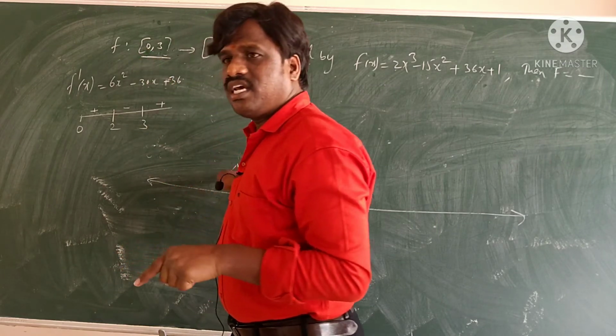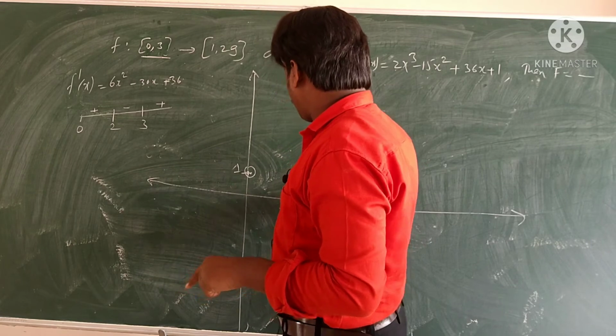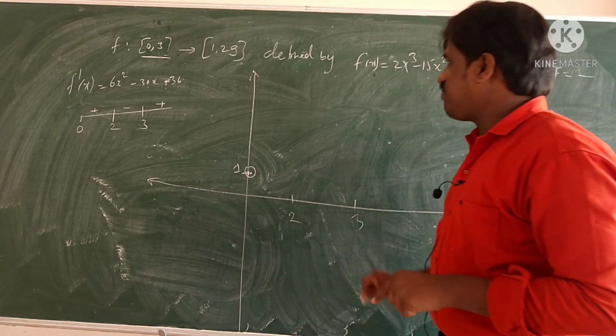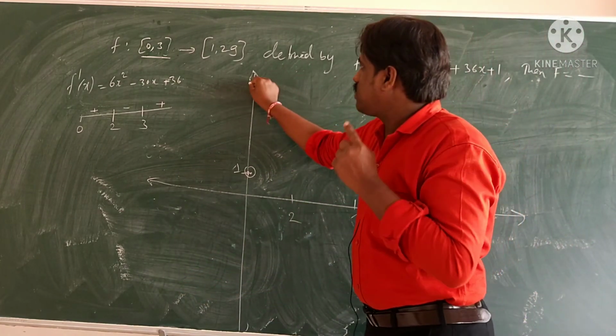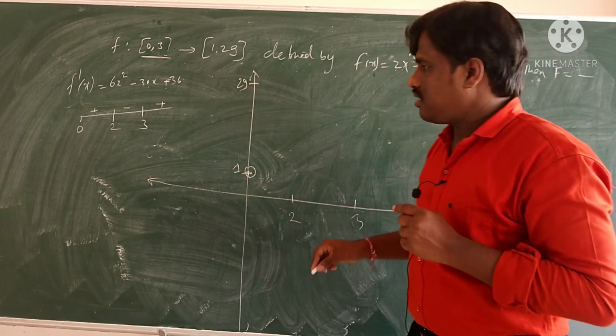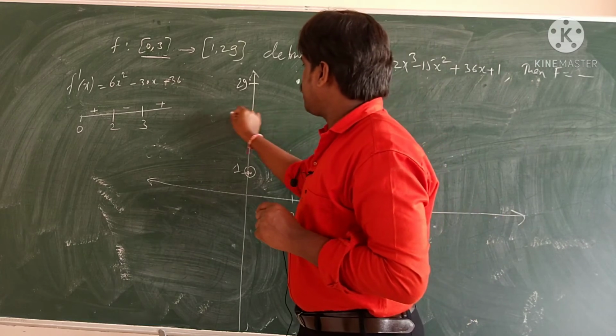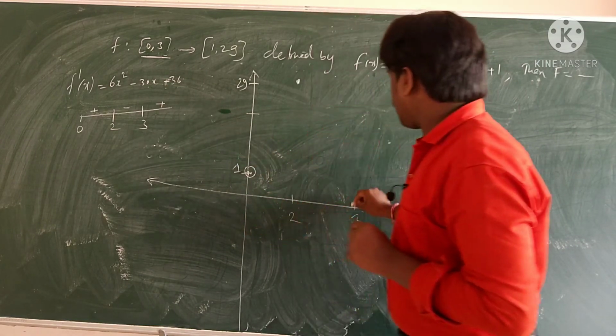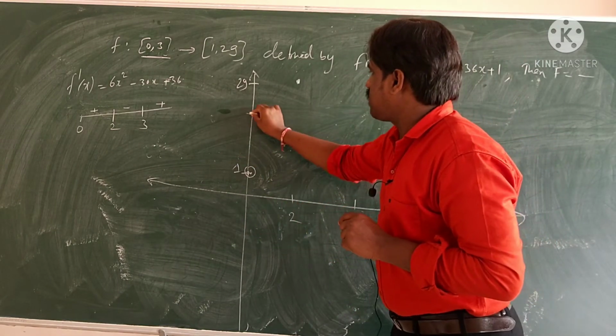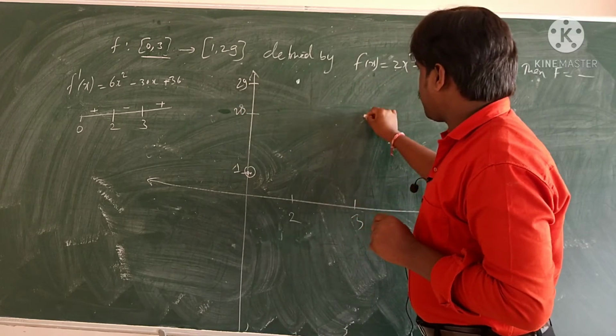1 is the answer. F of 2 you check it. What is the value of f of 2? You will get 29, right? F of 2 is 29. And then f of 3, what are you getting? F of 3 you check it. F of 3 you get 28. So f of 3 is 28.